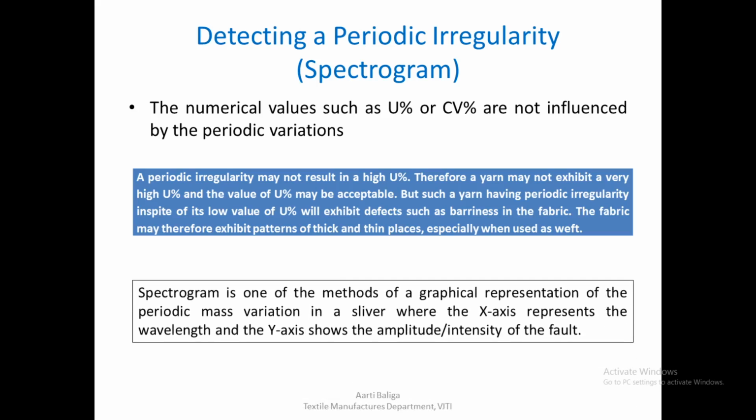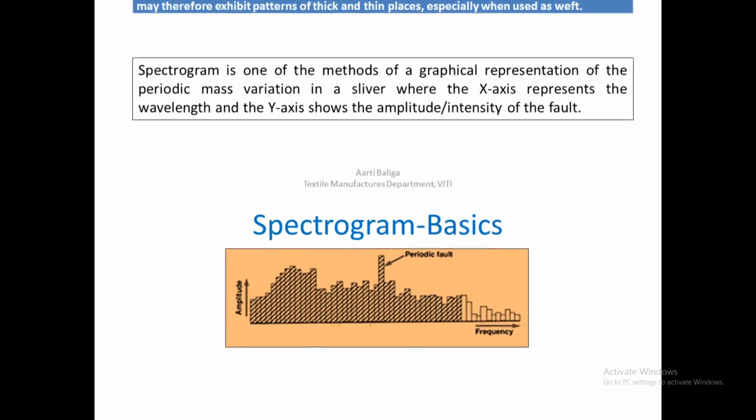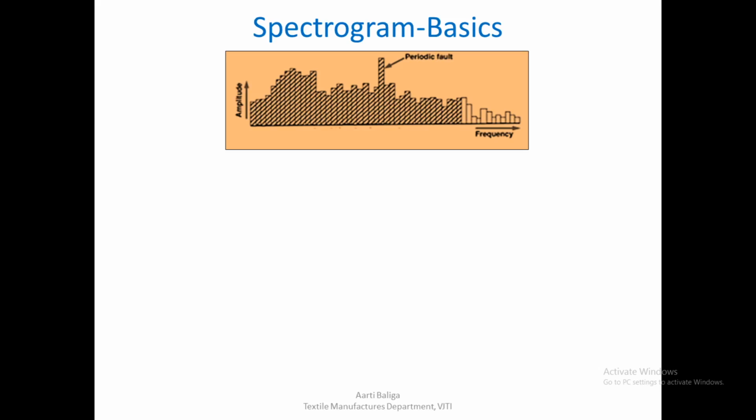So spectrogram is one of the methods of a graphical representation of the periodic mass variation in a sliver, where the x-axis will represent the wavelength and the y-axis will represent the amplitude or the intensity of the fault. So spectrogram basics, let us just try and understand. This is the kind of diagram, or the graph, that you will receive on a Worcester-Revinus tester. You can get it from a Worcester-Revinus tester.